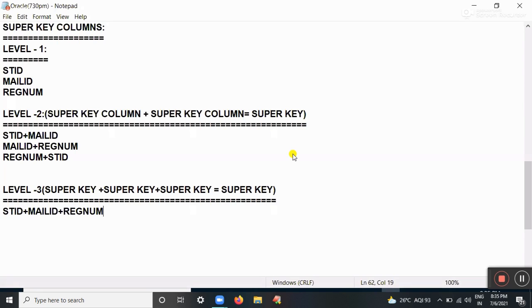Okay, so what do you understand, guys? Any 2 super key columns are again a super key. Any 2 or more than 2 super key columns are again a super key. Level 1 individual, level 2 any 2 combination, level 3 3 combination. But one point to remember: every super key plus super key is a super key only. So, super key definition, understood now?